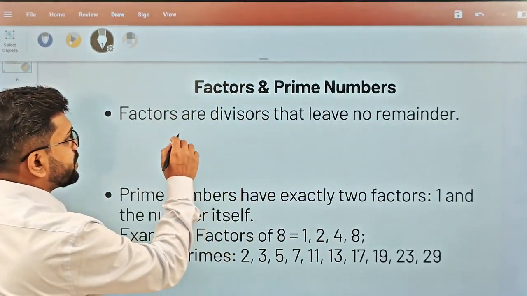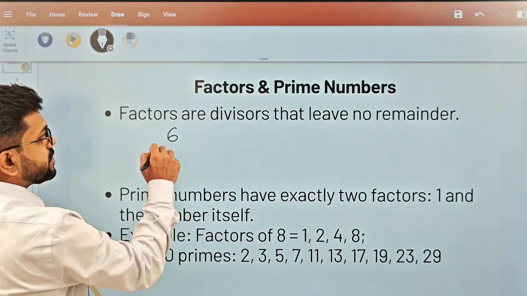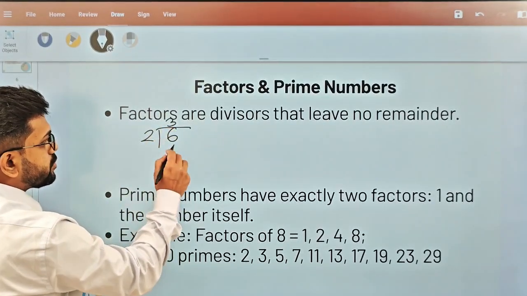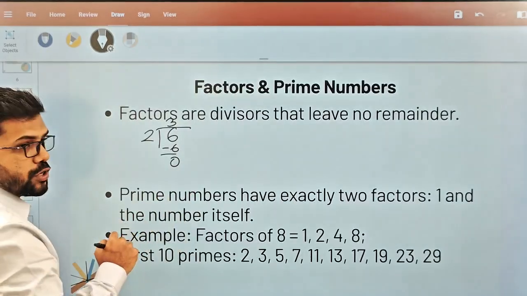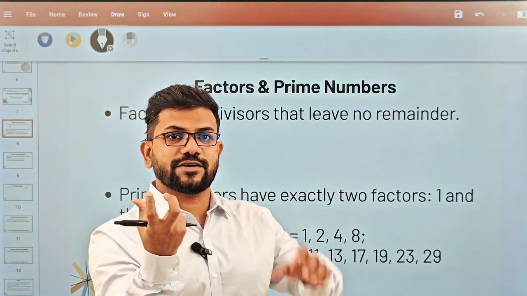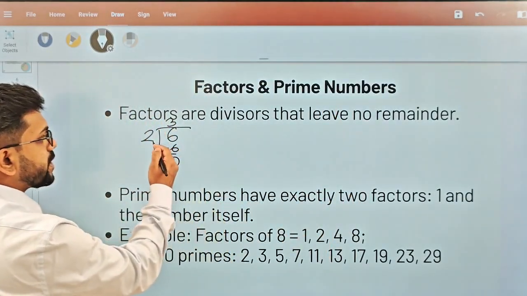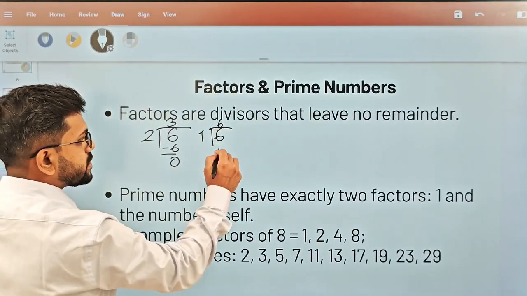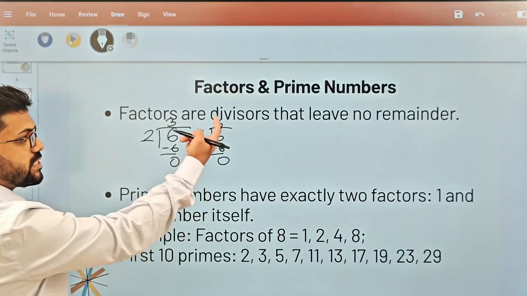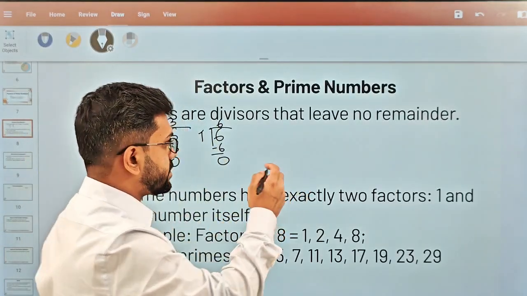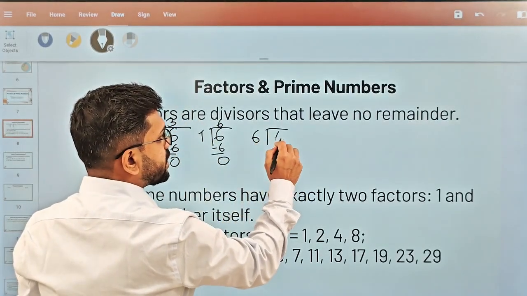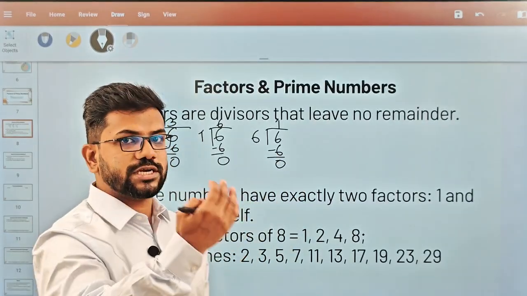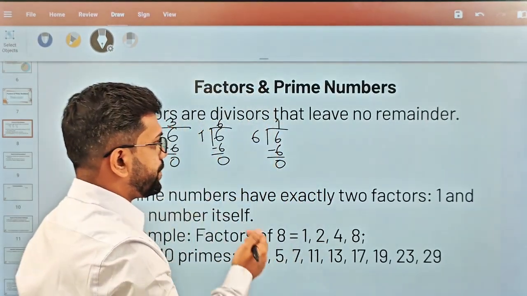Let me give you an example. Let's say 6 is divisible by 2. If you divide it, it goes 3 times, 3 2s are 6, remainder 0. So we say that 2 is a factor of 6. Okay, we can also divide 6 by 1. It goes 6 times, remainder is 0. That means 1 is a factor of 6. Also 6 is a factor of 6. It goes once, remainder is 0. So factors are divisors that leave no remainder.